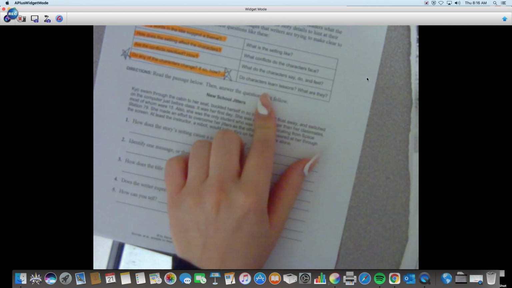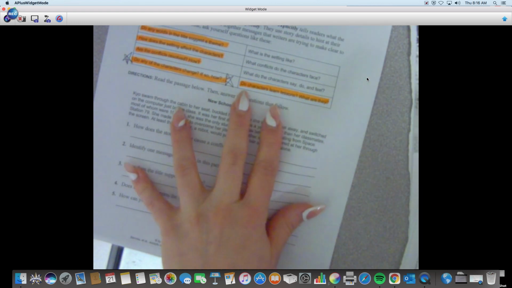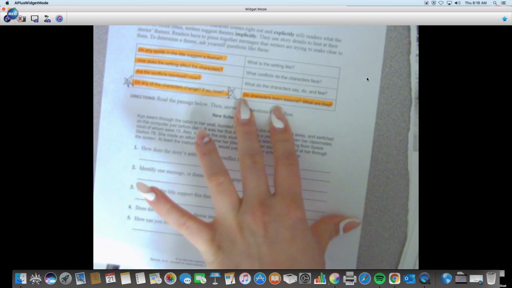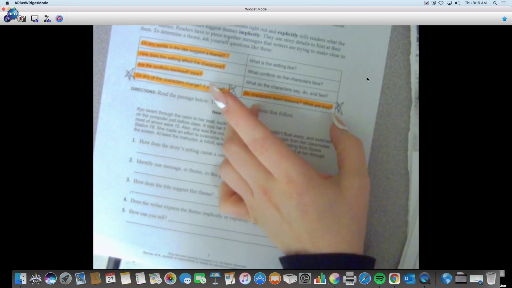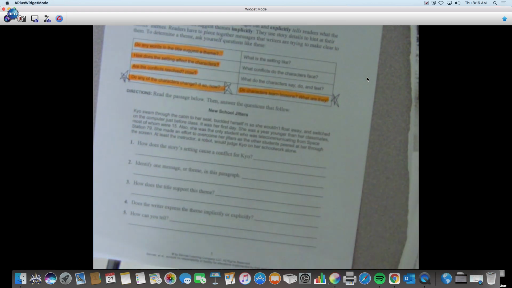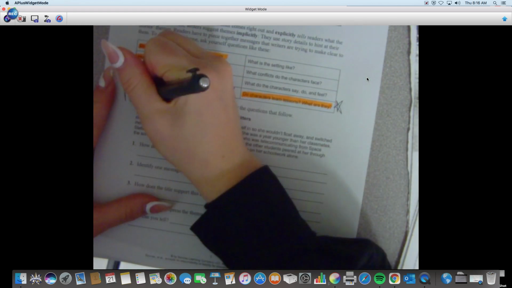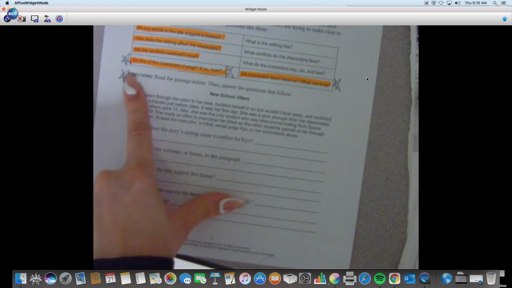Okay? The last one I want us to highlight or underline is, do the characters learn lessons and what are they? Okay, so do the characters actually learn something important? If so, what are they? That's typically going to be the theme of a story. Okay, so now I'm going to help you with this example, and then that's it. I'll have you do the rest on your own, but this one we're going to do together.